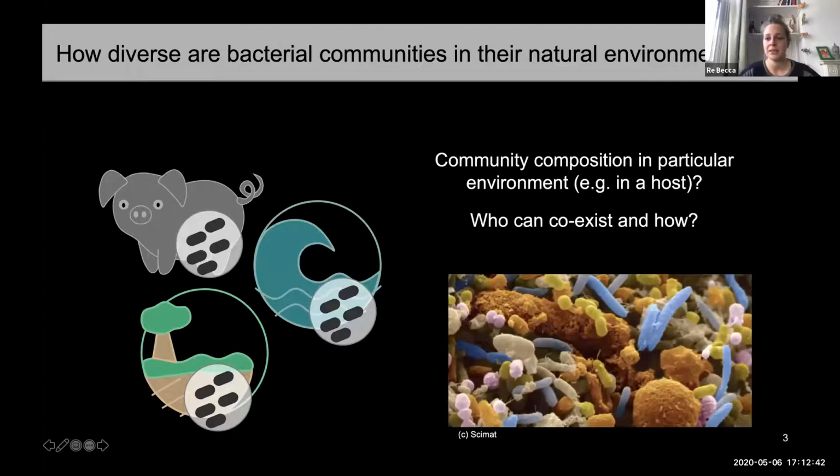And obviously this question extends to, first of all, that we want to know what the community composition is like in a particular environment, for example, in a host. And what lies basically beyond that question is that we really want to understand who can coexist and how do they do that.